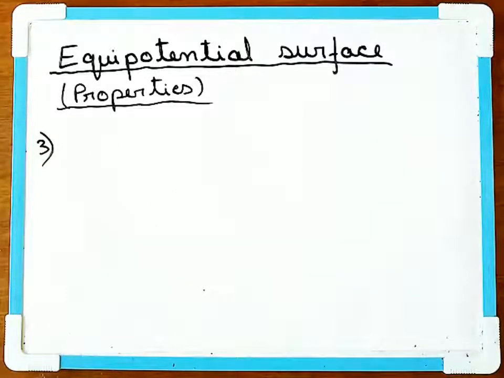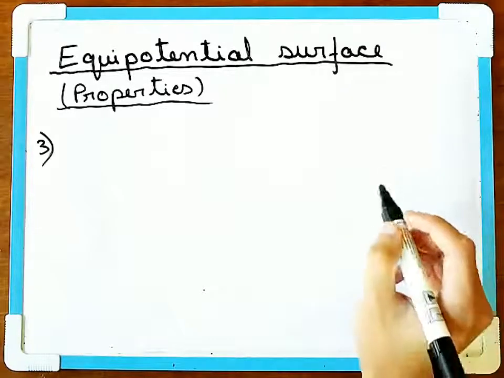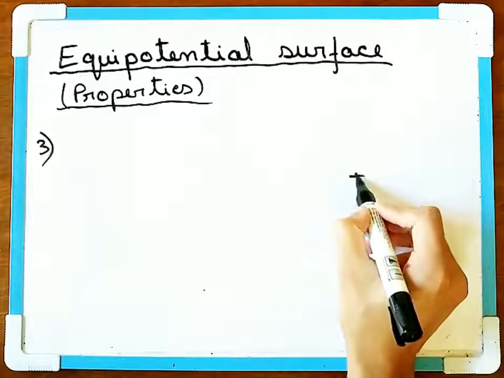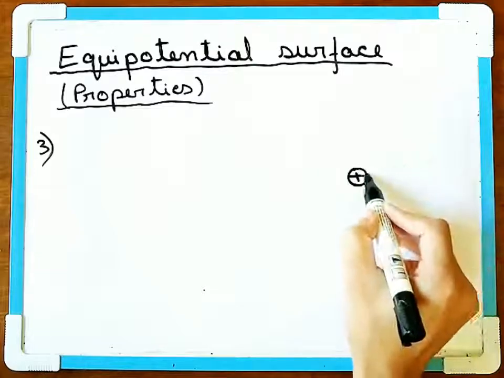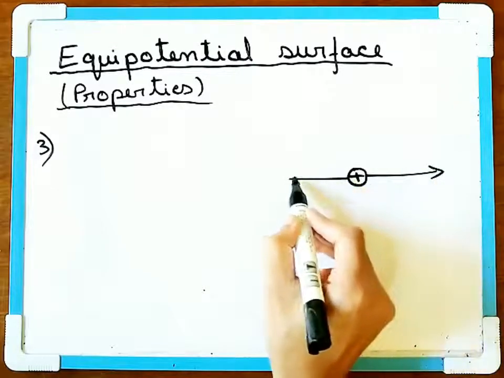Now we come to the third property. The third property says that where the electric field is stronger, the equipotential surfaces are closer together, and where the electric field is weaker, the equipotential surfaces are farther apart. So for example, if we have a positive charge, the electric field will always be directed away from the positive charge.